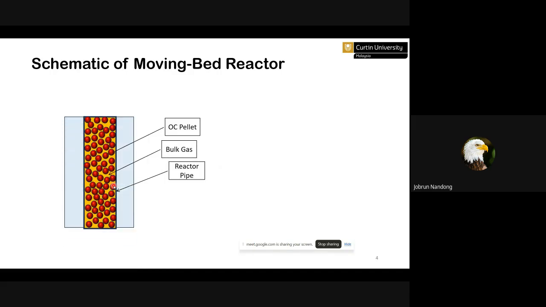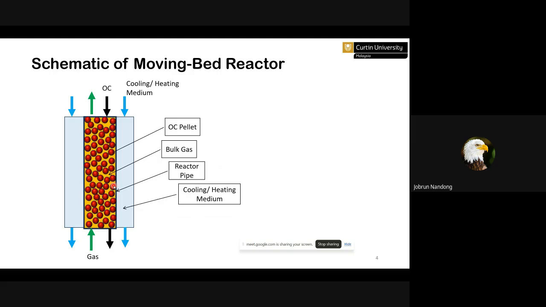Okay. Now also we can have a cooling or heating medium on the outside here. Sometimes we can use a cooling medium if the net reaction is exothermic. If the net reaction is endothermic, we can use a heating medium. So this is the oxygen carrier moving downward, say, and then you have a reducing gas countercurrent to that oxygen carrier. Then also we can have a cooling medium or heating medium, depending on whether the reactor is net exothermic or endothermic.